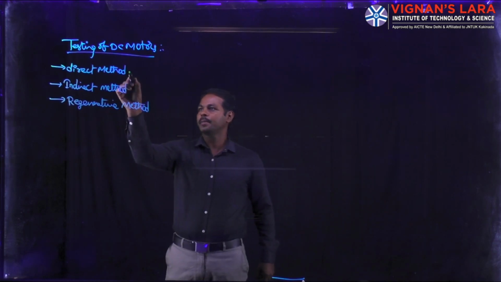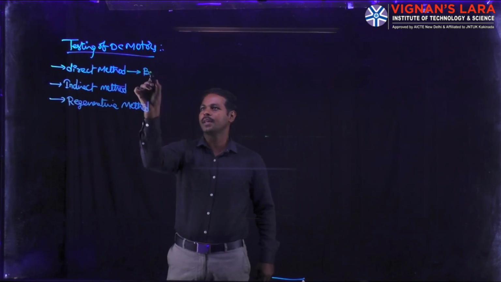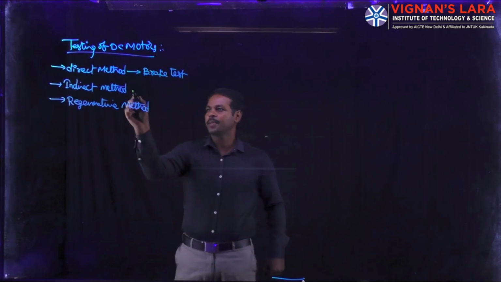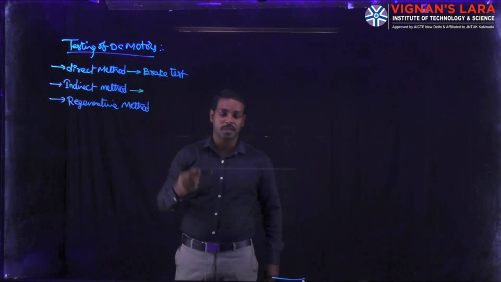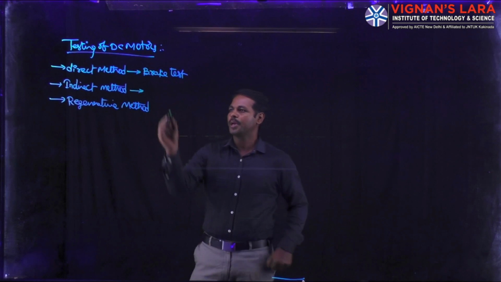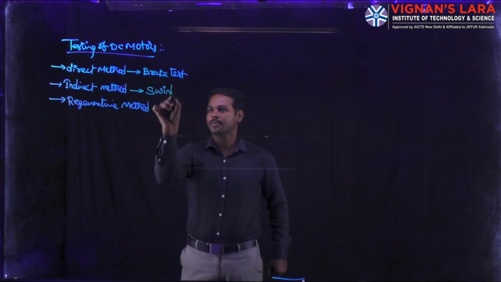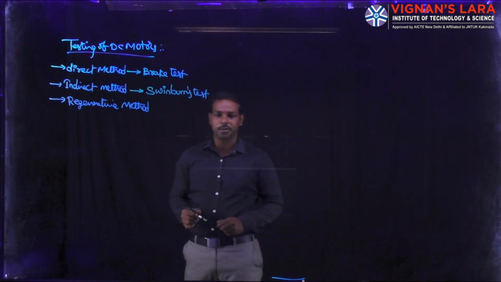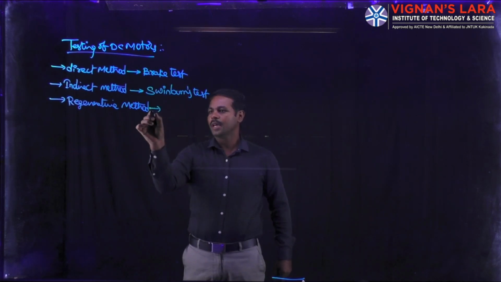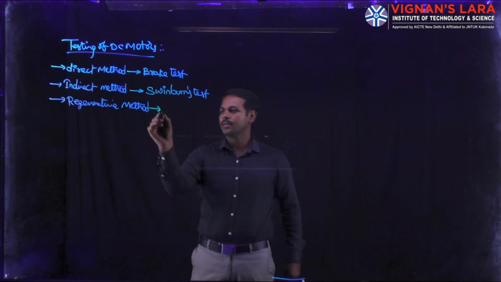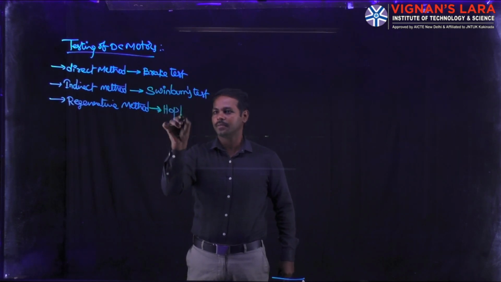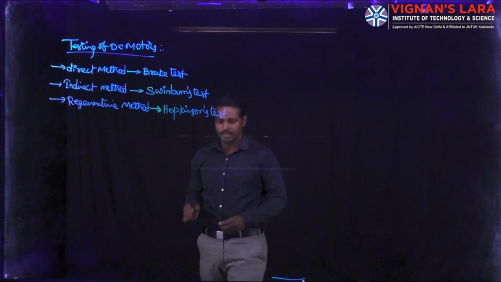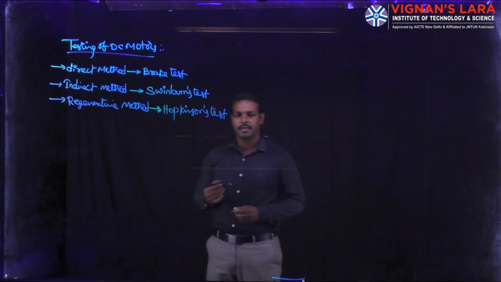So the first is the direct method, in which we always use the brake test. The second is the indirect method, without applying load on the machine, but we can still find the efficiency of a DC machine by using the Swinburne test. The third is the regenerative method, in which we use the regenerative or Hopkinson's test. Based on these three tests we can find the efficiency of DC motors.